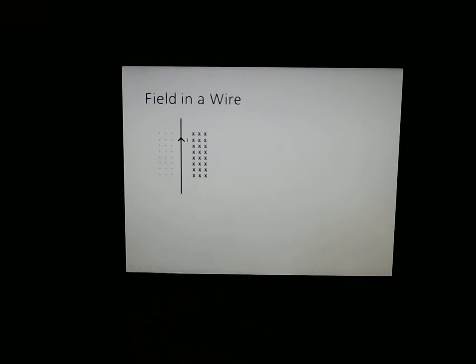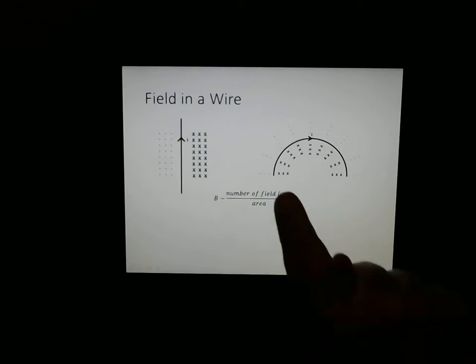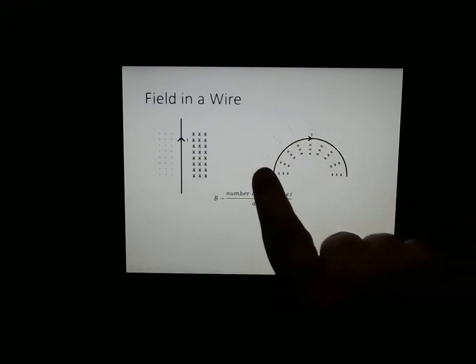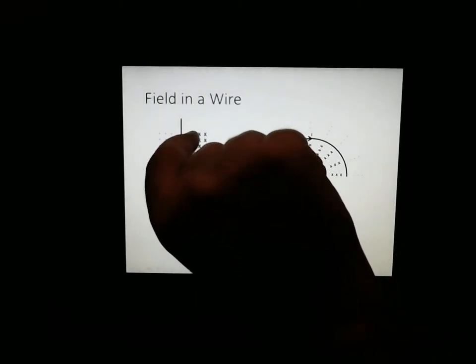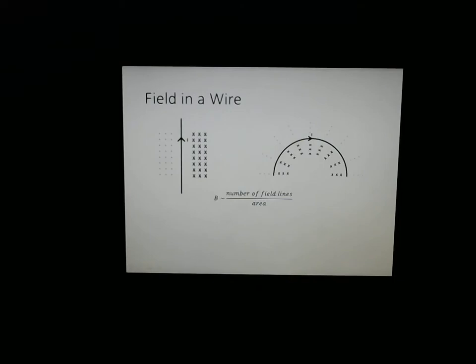But what if we take the wire and we curl it? We bend it like this. When we talked about magnetic field strength in the last video, it was a reflection of the number of field lines going through a given area, so it's proportional to this ratio here. I didn't put an equals because we haven't got to that formula. If we look at this change in shape, we can see that curving it has clearly changed how close the field lines are on the outside and how close they are on the inside. If you imagine curling that around, you'd see that these bits would come a lot closer together, while these ones would be more spread apart.